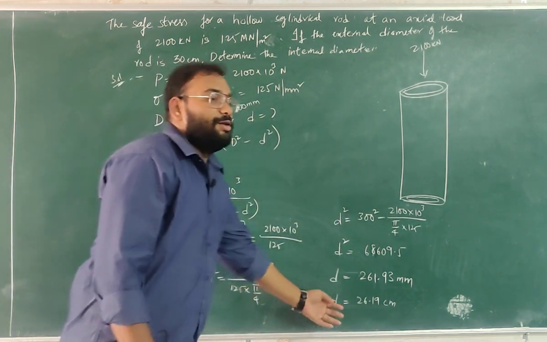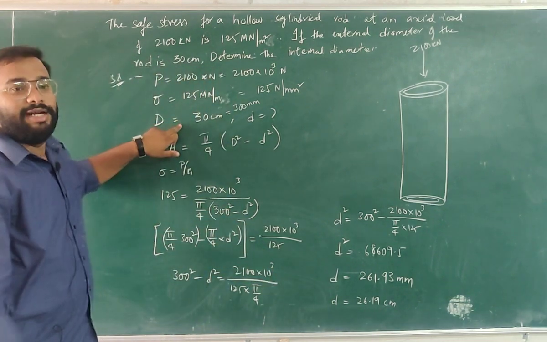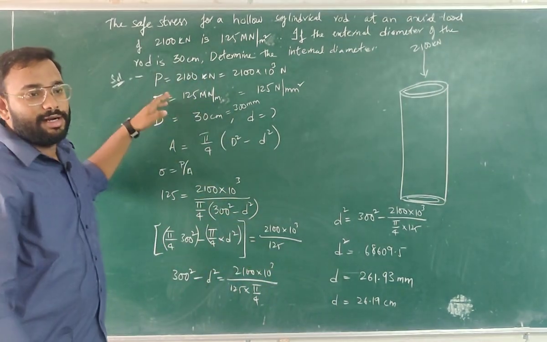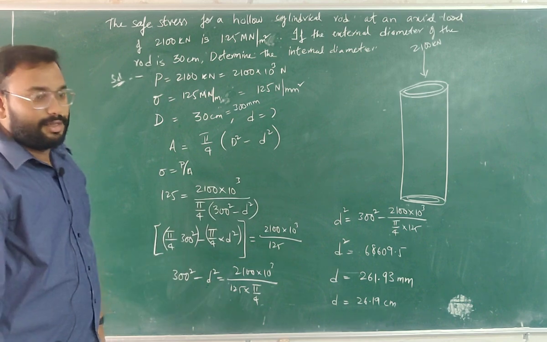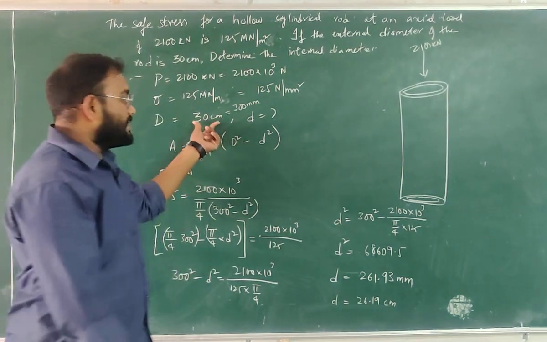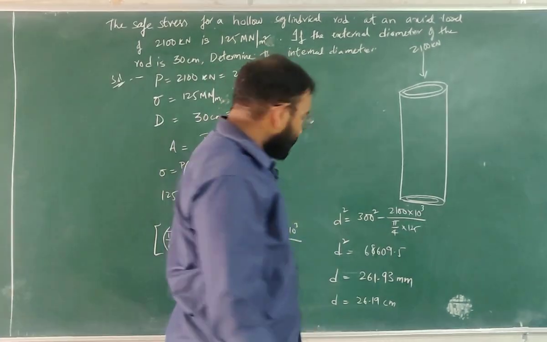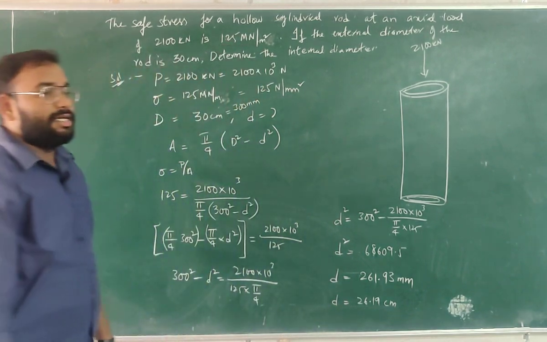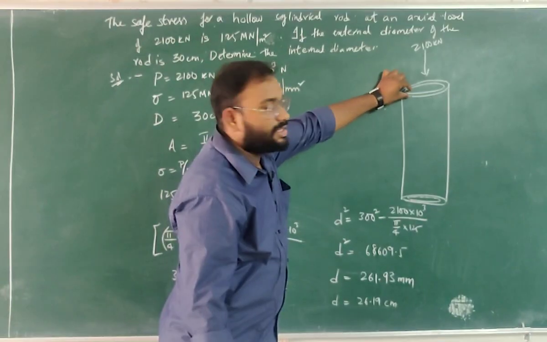Remember, this value should be less than your outer diameter. If this is more than outer diameter, that will not be internal diameter. Okay, internal diameter will be less than this value. So if you want to compute thickness of this cylinder, what will be the thickness of cylinder?